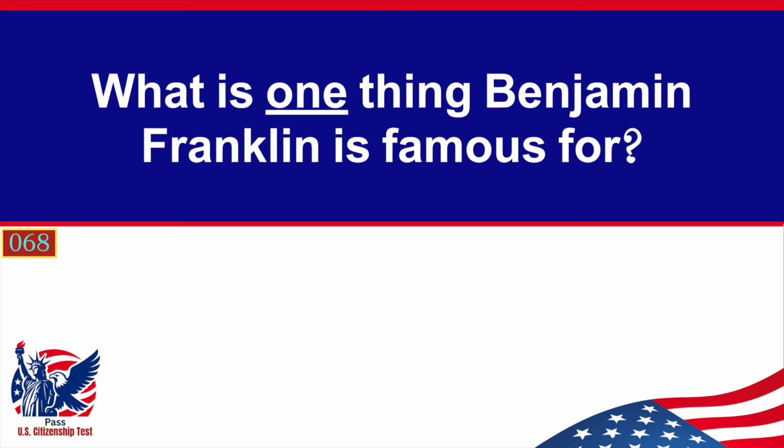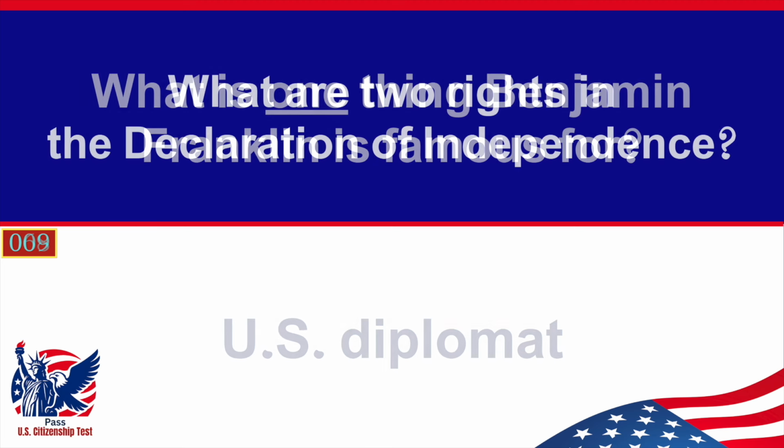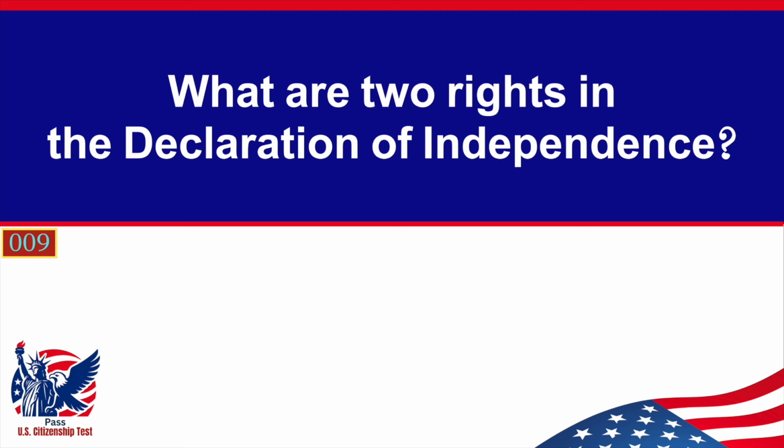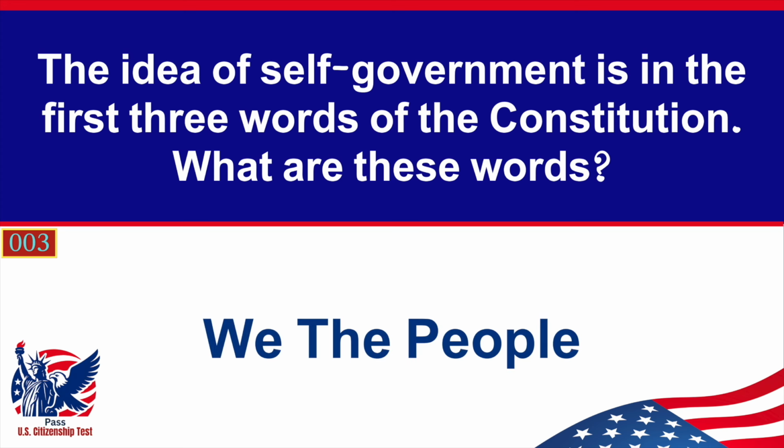What is one thing Benjamin Franklin is famous for? U.S. diplomat. What are two rights in the Declaration of Independence? Life, liberty. The idea of self-government is in the first three words of the Constitution. What are these words? We the people.